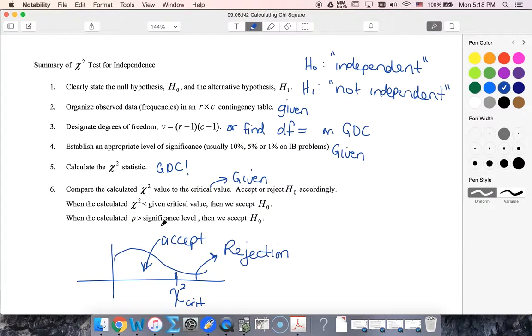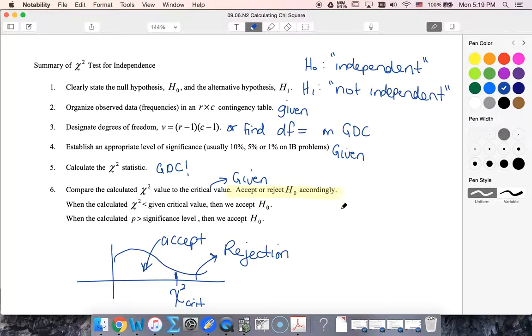I find it much harder to remember this though. I think it's much easier to look at your critical value because we can make our picture. With the critical value, if I'm smaller, I'm in the acceptance region. If I'm bigger, I'm in the rejection region. And then I write out a sentence, so accept or reject accordingly. This is a sentence we write. And that's a summary of the chi-squared test.